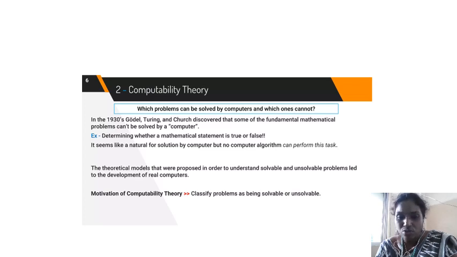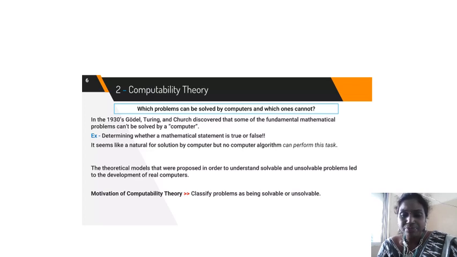Naturally, for a solution, computers have some algorithm to solve it. For some problems, there is no algorithm to solve them. Determining whether we can solve it or not is called computability theory. The main motivation of computability theory is to classify problems as solvable and unsolvable. Solvable means we can solve it easily using some algorithm or mathematical steps and get a solution. Unsolvable means we don't have any algorithm to solve it.